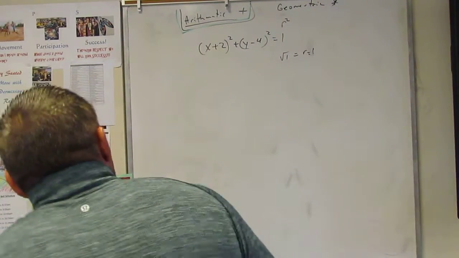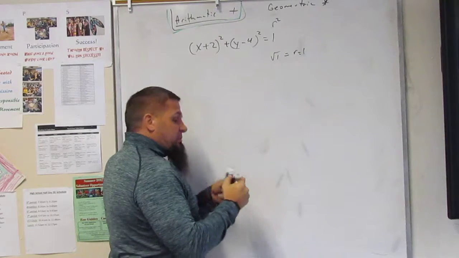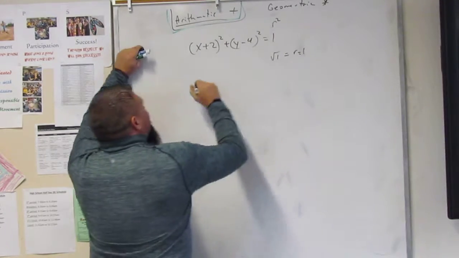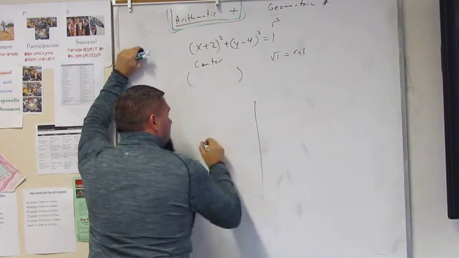So coming back to this one. Okay? We're going to deal with the radius as being 1, because the square root of 1 is 1. Right? But what's the center? Anybody know the center? Come on, help me out.